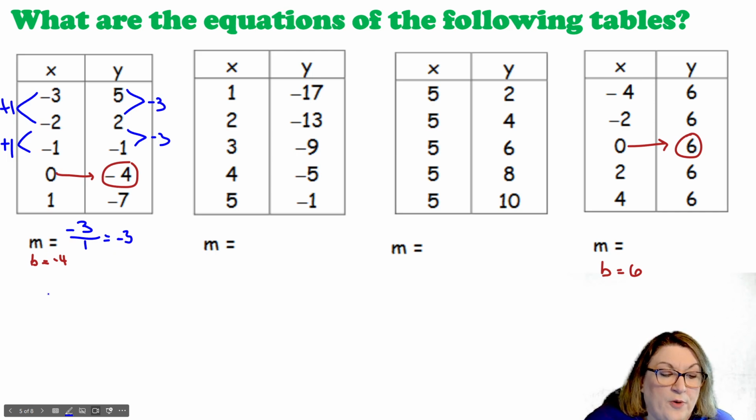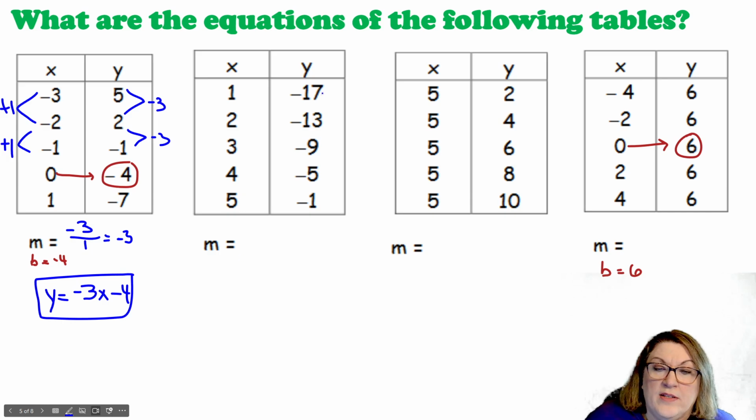My b is -4, and I can put it in the equation. -3 is my m times the x, and my b is -4. That's my equation of this line here.